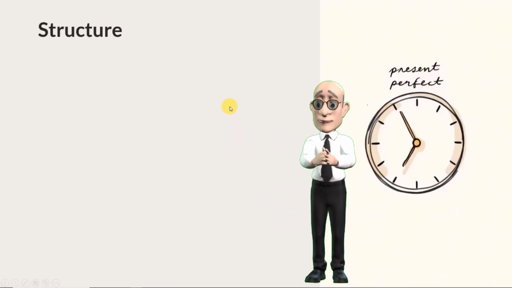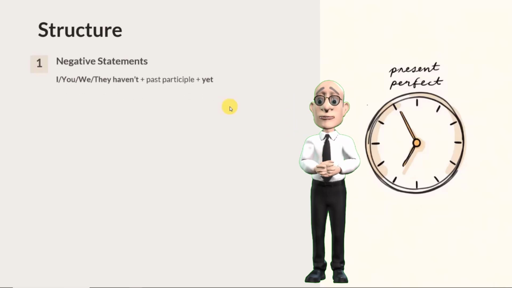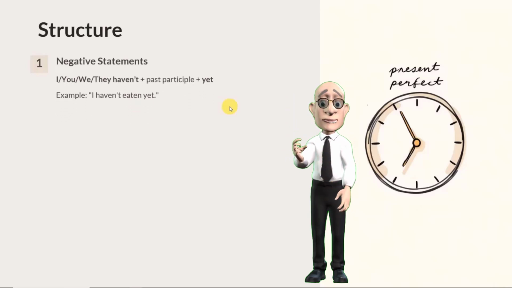Let's dive in. Let's look at the structure, right? That's also very important. I've told you guys that many times already, that the structure of forming a sentence in English is very important. Negative statements: I, you, we, they haven't, plus the past participle, plus yet, right? Example, I haven't eaten yet, or I haven't gone out yet. I haven't answered the phone yet, something like that, right? That's just some examples. Let's go have a look at the next one.